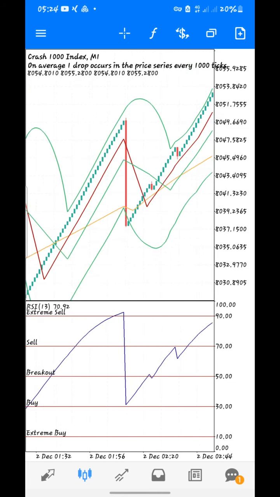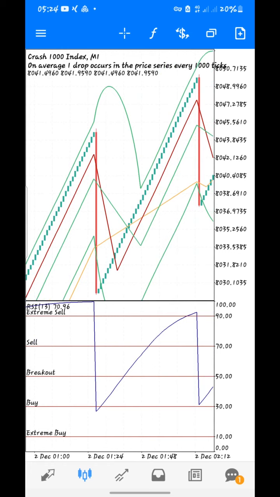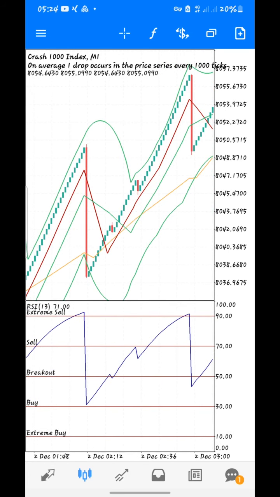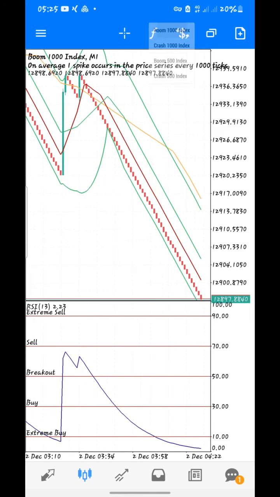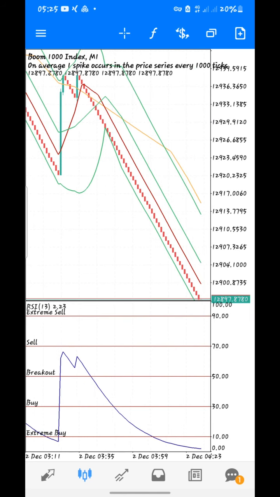And if it is trading below the orange colored moving average in crash indices, it indicates a downtrend. Same thing happens in boom. You can actually see this. The market is trading below the orange colored moving average, which signifies a downtrend.